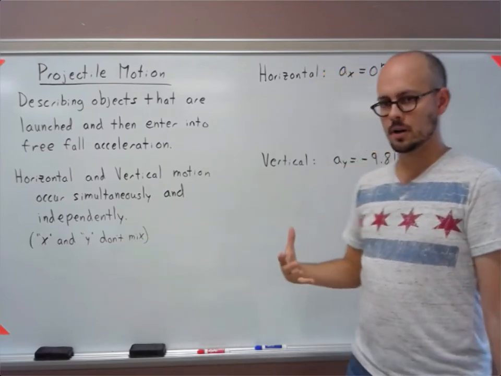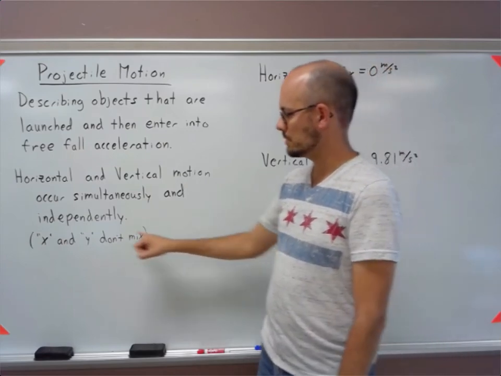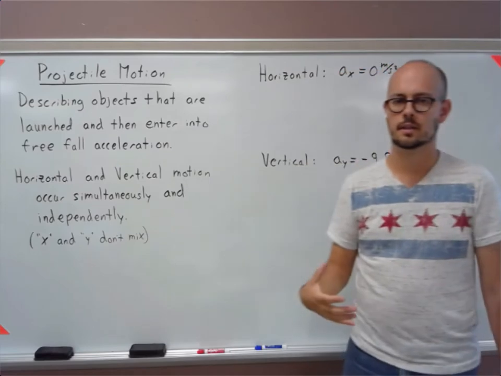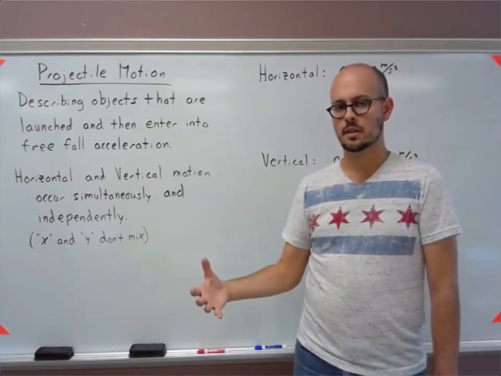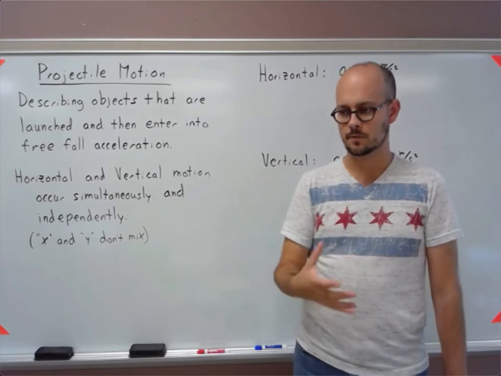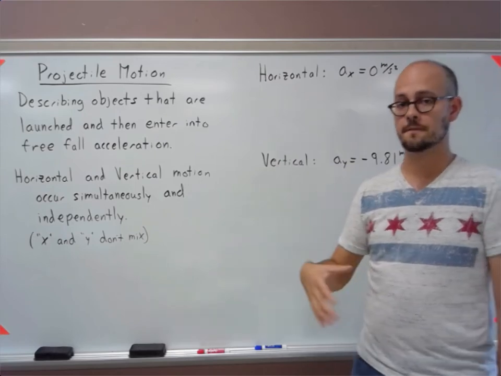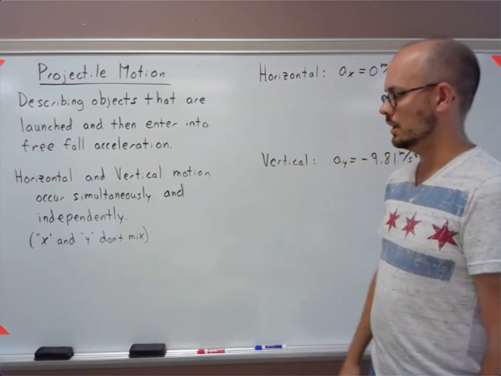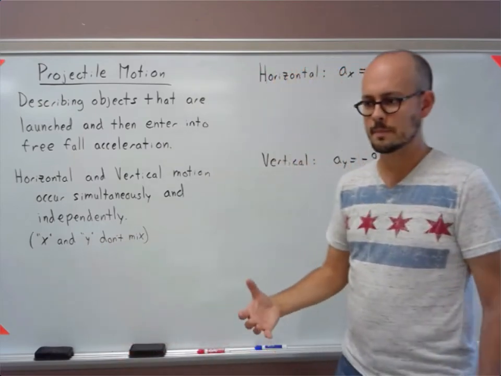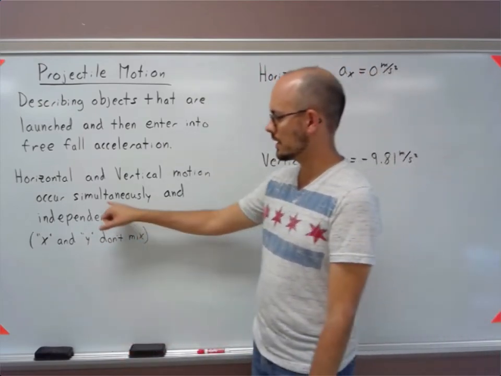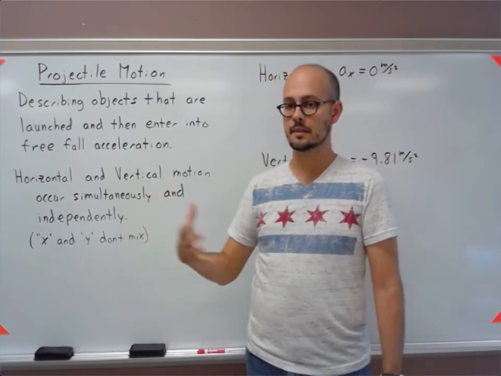The important part of projectile motion from a student standpoint is that those two types of motion happen independently, meaning just because something's moving horizontally doesn't affect its vertical motion, and vice versa. Just because something is moving vertically doesn't mean that's going to affect its horizontal motion. So our x and y variables don't mix. The only thing that really mixes is time. Because they happen simultaneously, there's only a certain amount of time that thing is going to spend in the air.